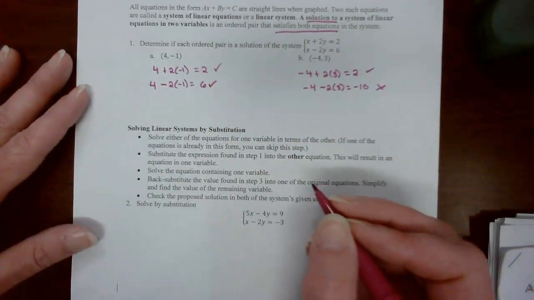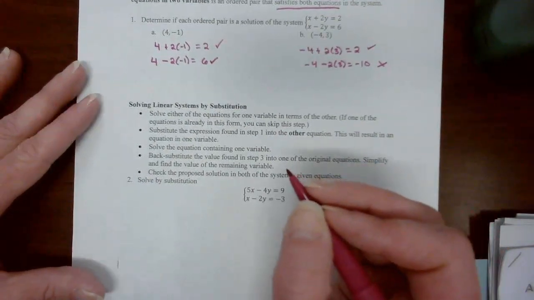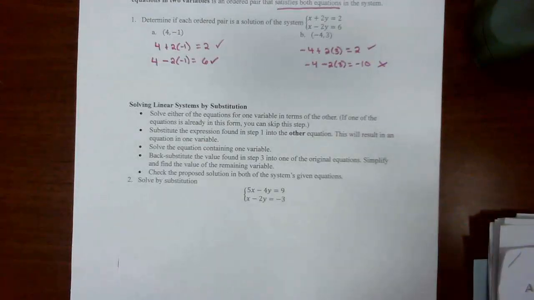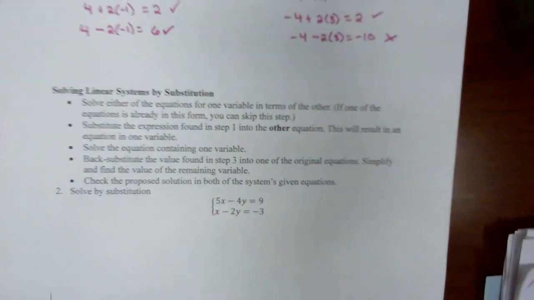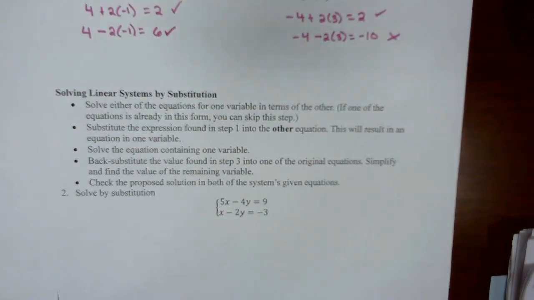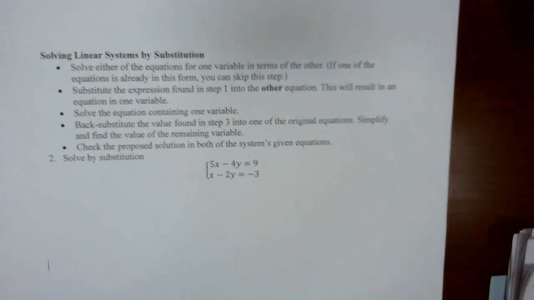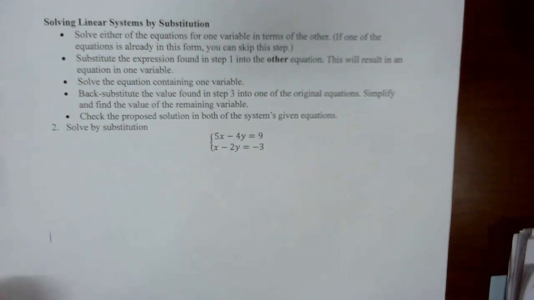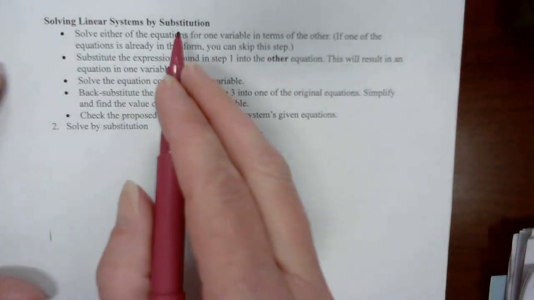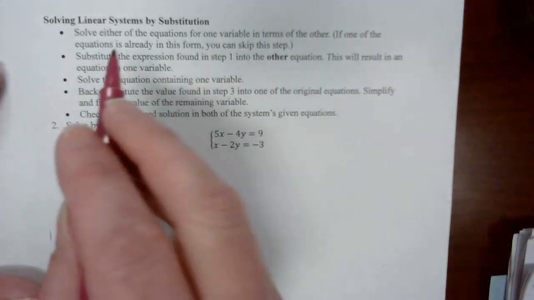Now, there are a couple of methods that you learned way back when. Graphing was one of them. Now, graphing is not always the best option, especially if your answers are decimals or fractions or things like that. So we're going to review the algebraic ones, because we're in college algebra. The first method we're going to review is substitution.